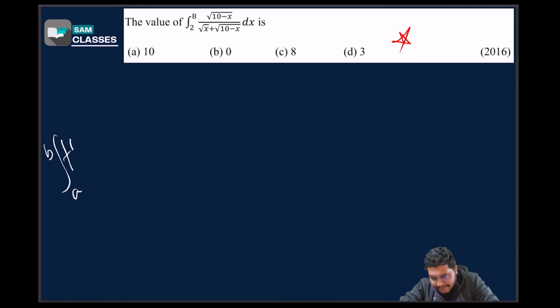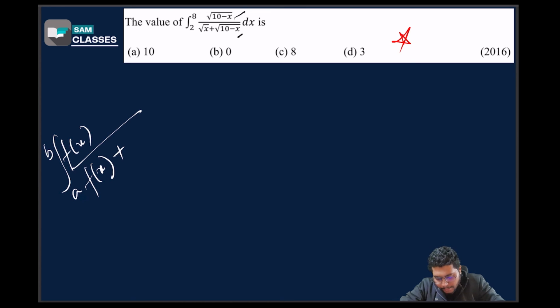If I have a function f(x) from a to b, and again the same function f(x), plus f of a plus b minus x, that is lower limit plus upper limit minus x. If you have something like this, directly your answer is higher limit minus lower limit by 2. That's it. Now how will you justify?